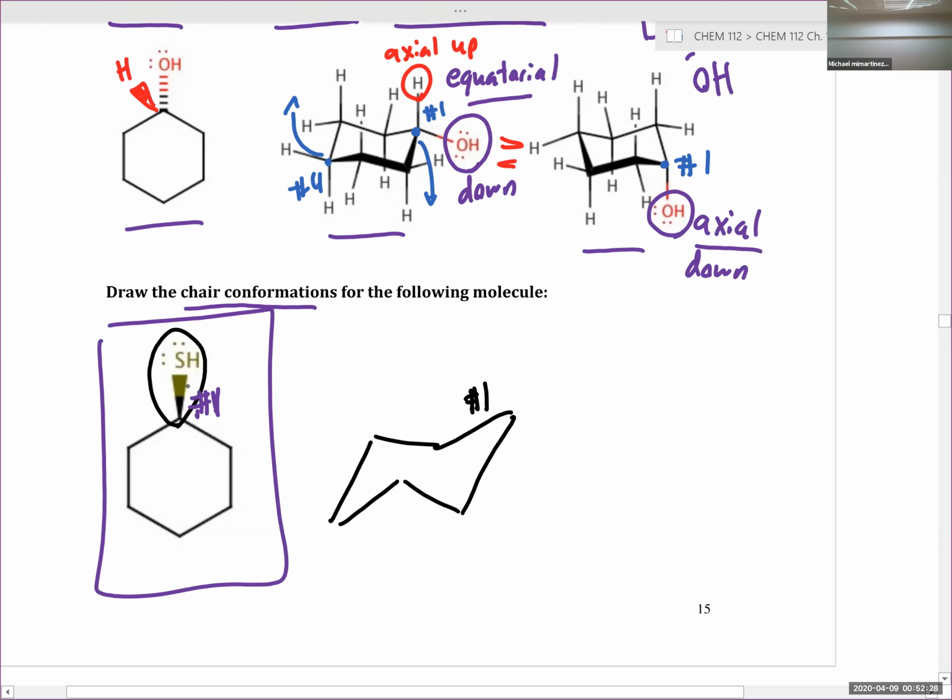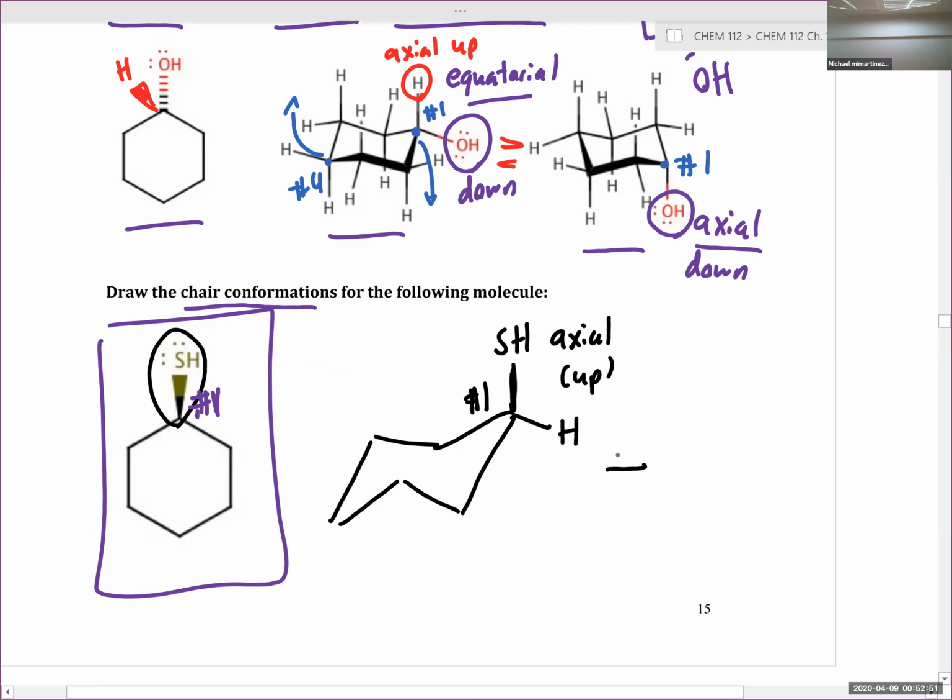Now, the wedge tells us that our substituent is pointing up. So we're going to draw our SH in the axial up position. And our hydrogen is pointing down by default, because if one substituent is pointing up, the other substituent will be pointing down.